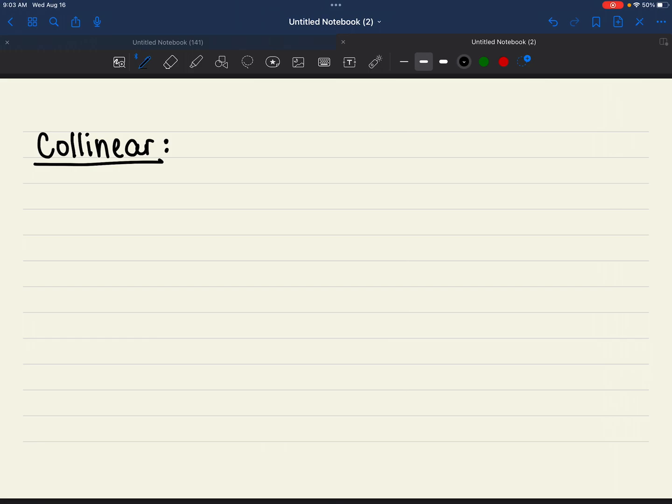Okay, so collinear, what word do you see in the middle of that? What word in the middle? Line, right? So what do you think we're referring to here? Lines, okay? So if they're collinear, that's telling you it's on the same line. Right? So 2 points would be collinear if they are on the same line. So we're going to draw a picture to show that.